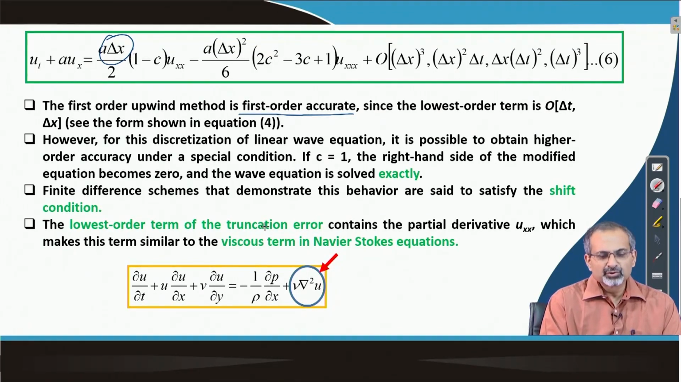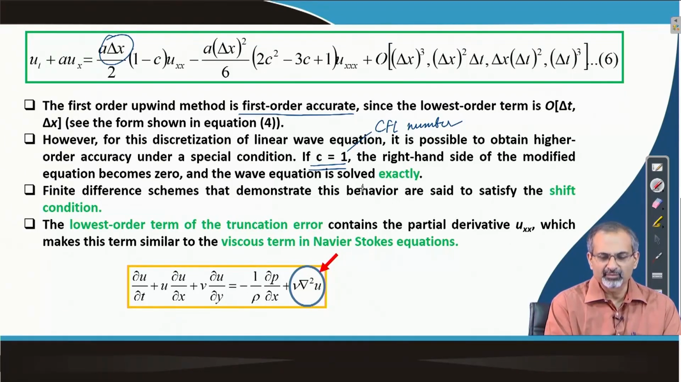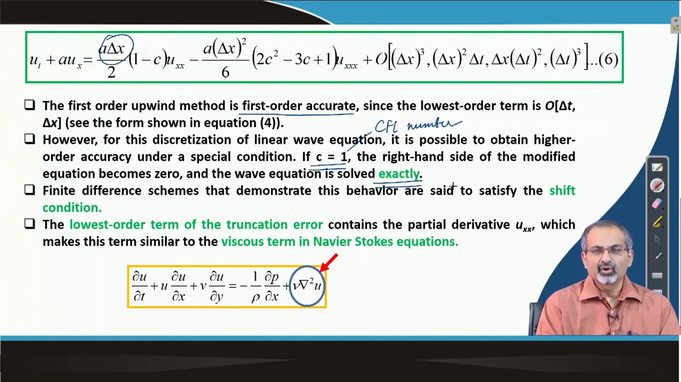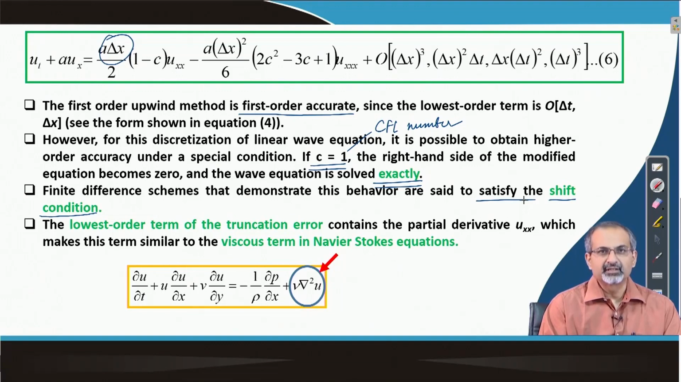We also notice another very interesting property: if you set C equal to 1, that means the CFL number is set equal to 1, then all the terms in the truncation error seem to vanish. That is a very, very important property. That means you are going to solve the linear wave equation exactly in that case. You will not be having these error terms at all. This is often called satisfying the shift condition. That means a certain situation where you are able to take the truncation error part completely off, that is, you are able to limit to the original partial differential equation itself.